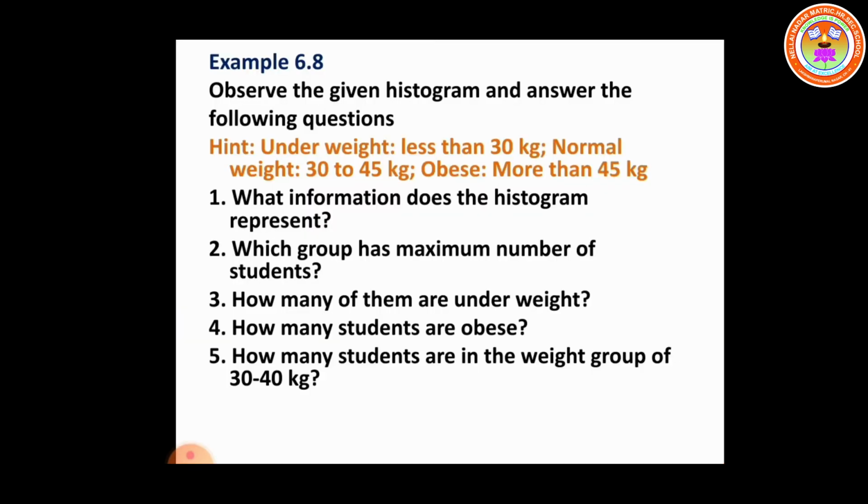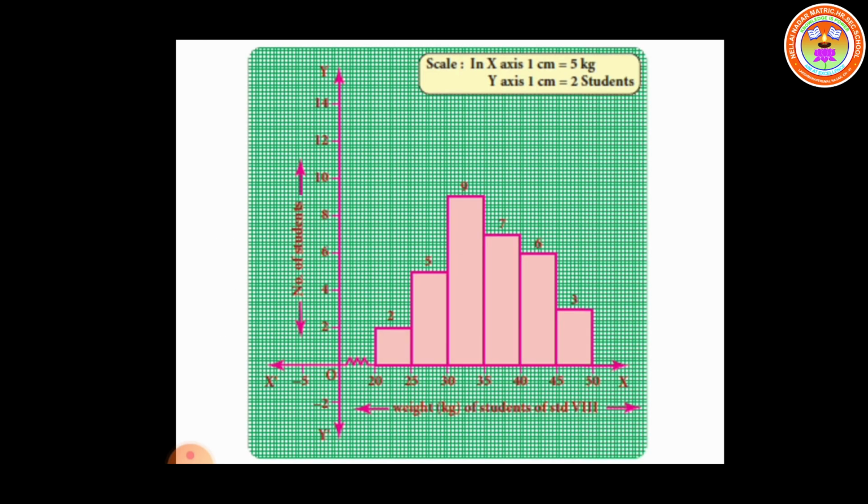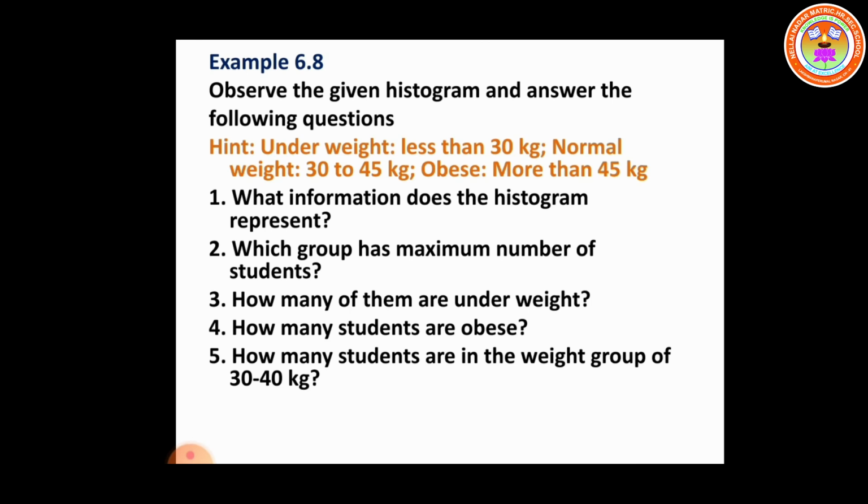Next one, example 6.8. Observe the given histogram and answer the following questions. Hint: underweight means less than 30 kg. Normal weight means 30 to 45 kg. Obese means more than 45 kg. So, see the given graph and then you have to give the answers for these questions.